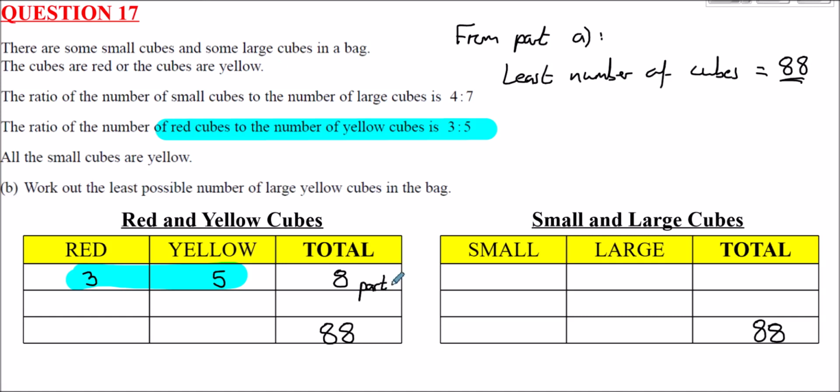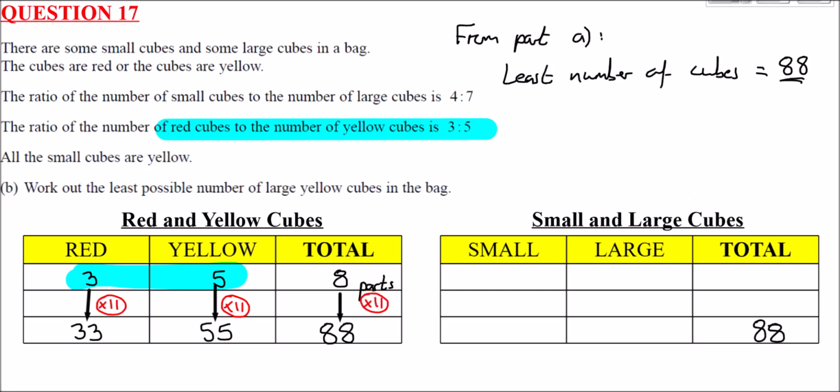So what do I scale this up by to go from 8 to 88? Well, obviously it needs to be multiplied by 11. So what I need to do to scale this to the right quantity is multiply each number in this ratio by 11. So if we do that, we get 33 red cubes and 55 yellow cubes.